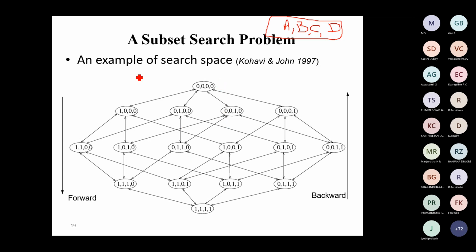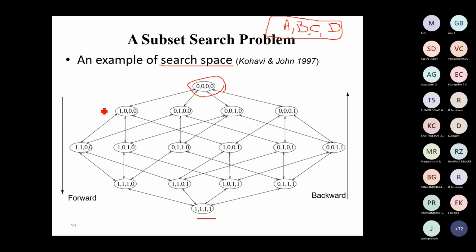So let us say this is a search space for 4 features. Here we have the empty set, and finally we have the full set, where all 4 features are selected. 0 means that the feature is not selected and 1 means that the feature is selected. So here the 4 features are A, B, C, D. Now we have to identify the best subset.